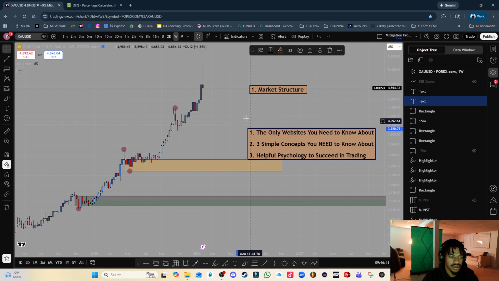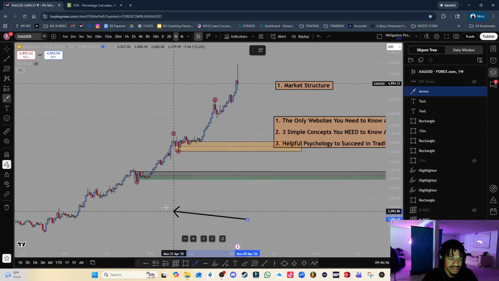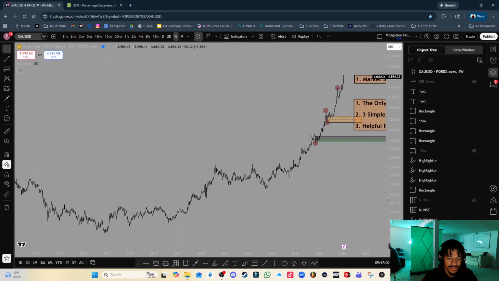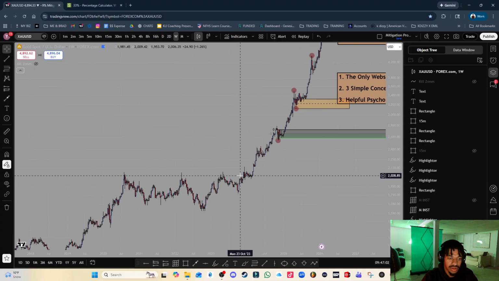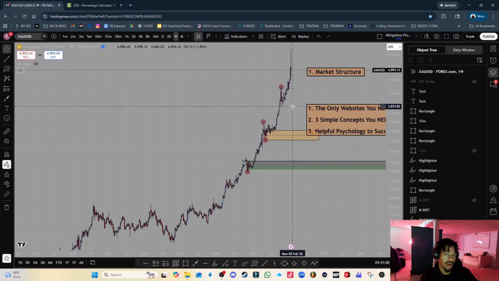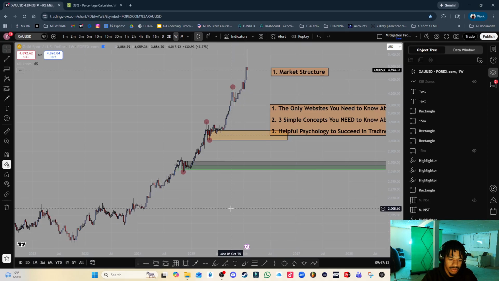So right here, we're on gold, right? And I already have these dots, and you're probably like, what is this? Let me explain. Right now, as you can see, it's going up. When a market is bullish, going up, it's gonna make higher highs and higher lows. When I say market structure, it's gonna show higher highs and higher lows. So I'm gonna show you exactly what that means.